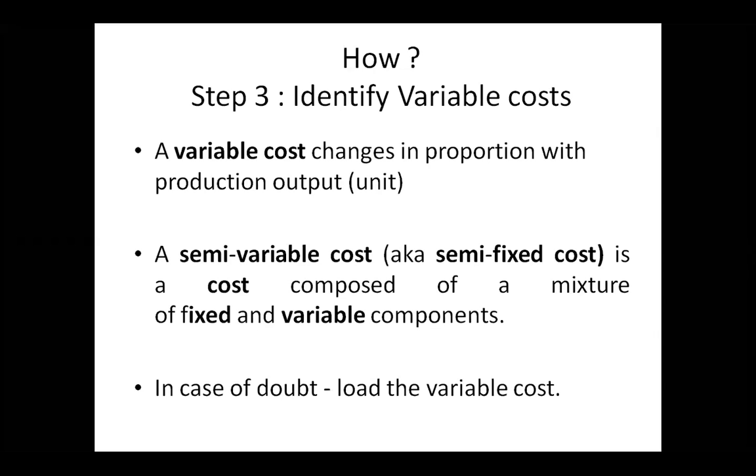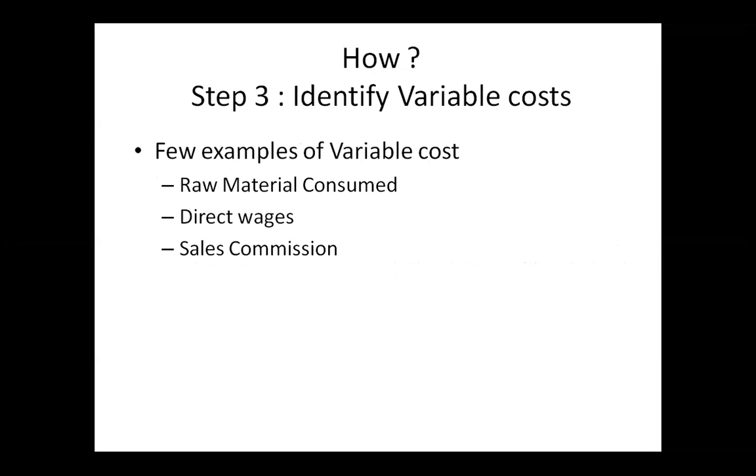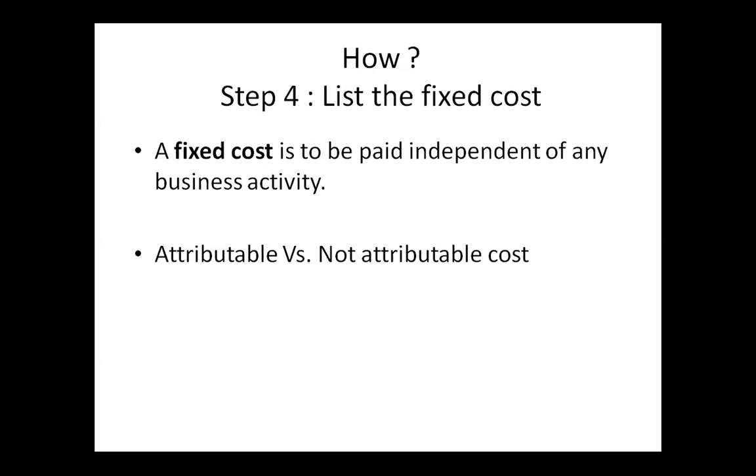If you are confused, don't worry. People will confuse you with technical terms like semi-variable and semi-fixed. Consider it a variable cost. In case of doubt, every cost is a variable cost. If you are not clear what to do, treat every cost as variable, and you will come to a 100% correct costing. A few examples of variable cost: raw material, direct wages, sales commission.